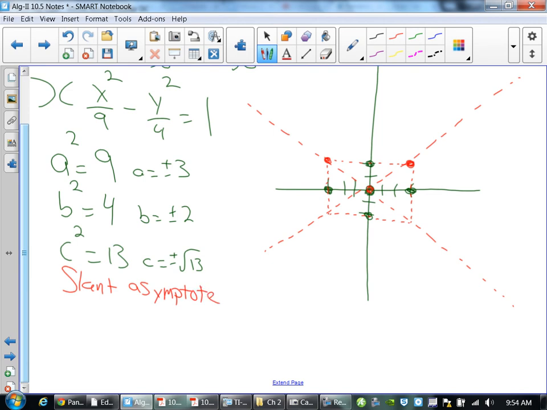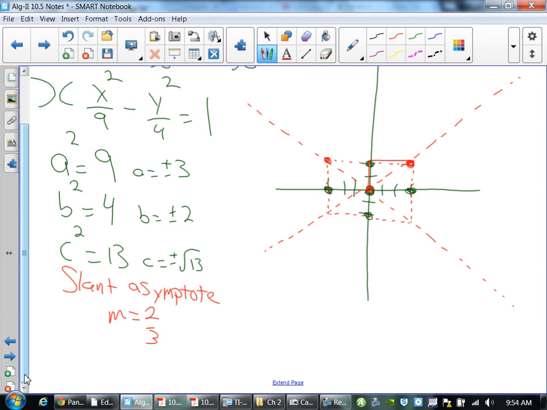The slant asymptote. So what's nice here is when we draw this little rectangular box, you can easily find the slope. Since you're starting at the origin, you went up 2 over 3. I know the slope of that is 2 over 3. And I know the y-intercept, don't I? What's the y-intercept in this case?